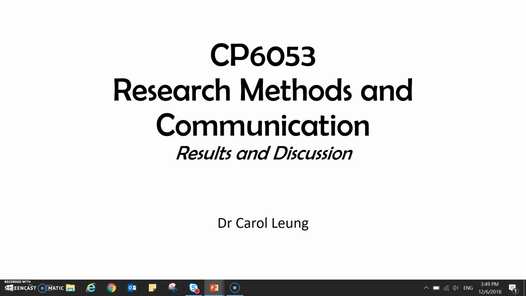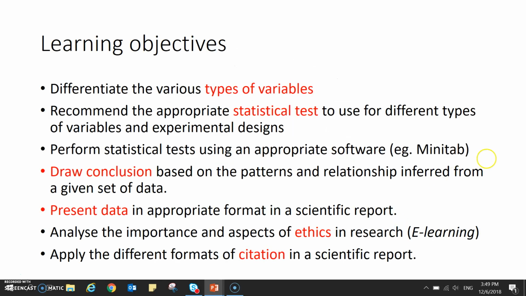I will be talking about the section on results and discussion. The learning objectives of this section include: differentiate the various types of variables, recommend the appropriate statistical tests to use for different types of variables and experimental designs, perform statistical tests using an appropriate software, and the one that we'll be using most frequently in this module is Minitab.